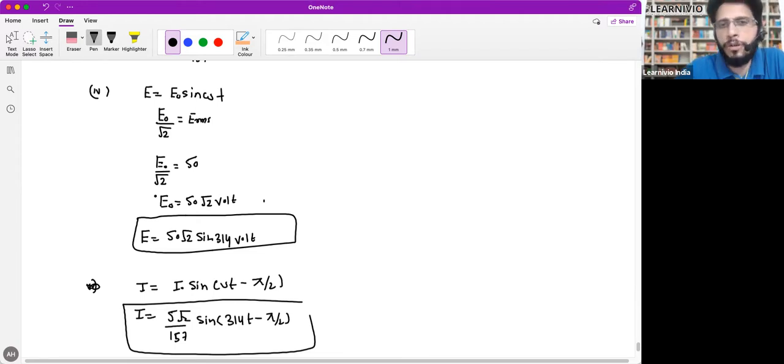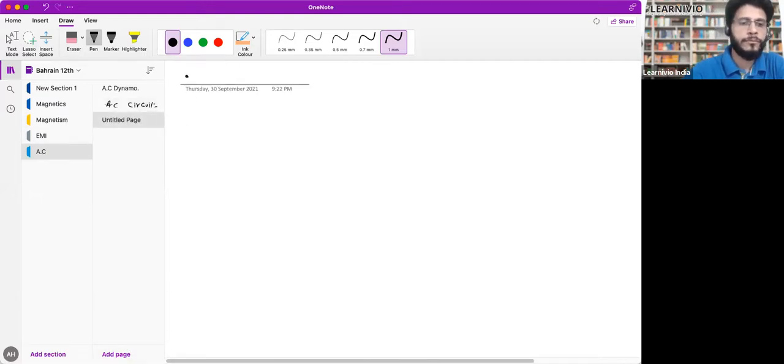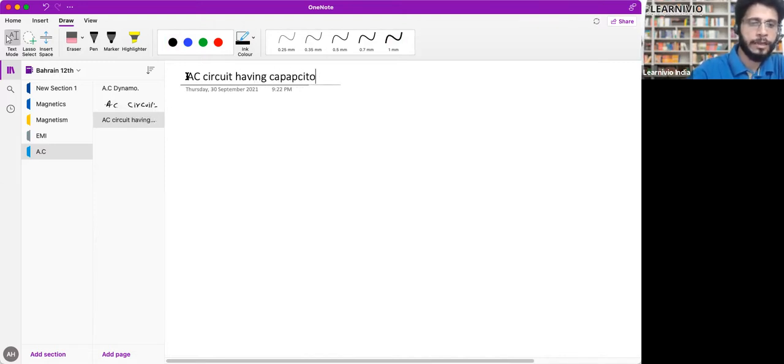Similarly, the next circuit will be a circuit having capacitor. Capacitor is just like inductor. Same phase difference of pi by 2. Only instead of lag, current will start to lead. So, AC circuit having capacitor only.